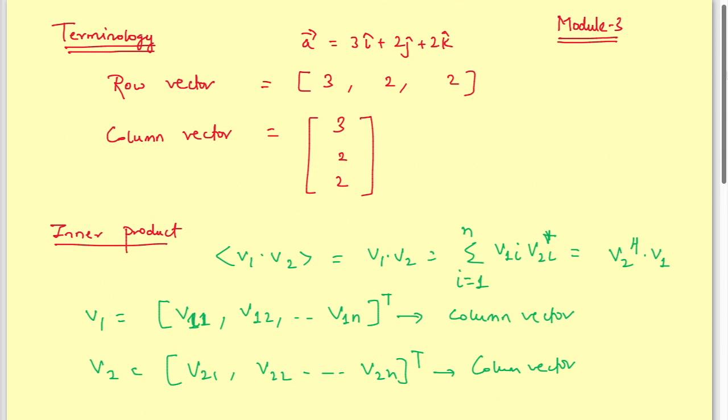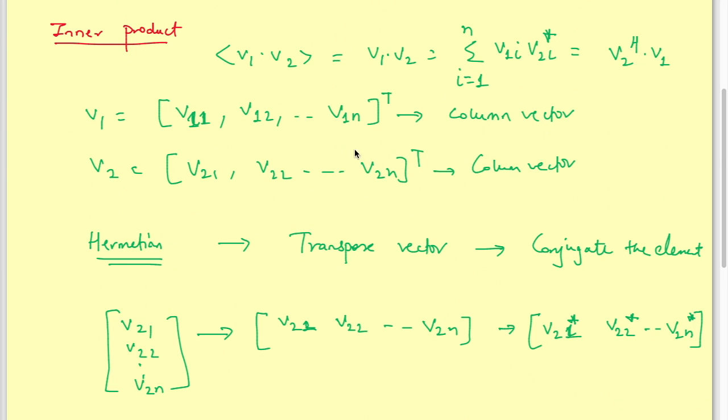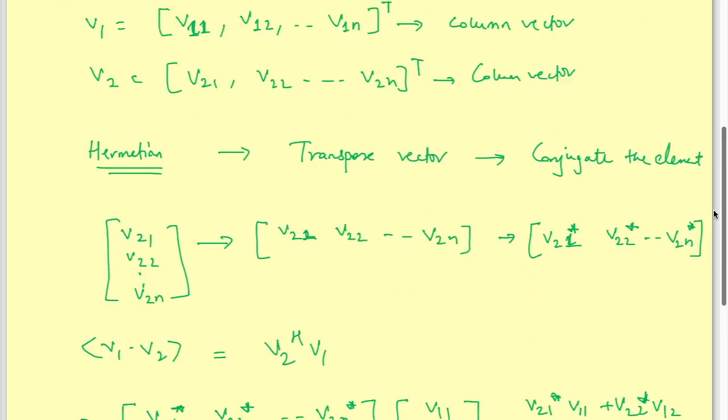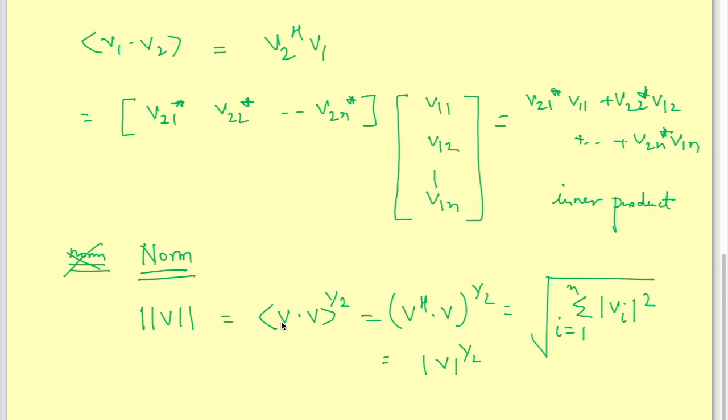Okay, I hope you get this. First we have learned that it is a row vector, then column vector, then we find out what is inner product, then we find out that norm is nothing but the product of two vectors which is the same. Okay, in this case it is v dot v. It is represented something like this.